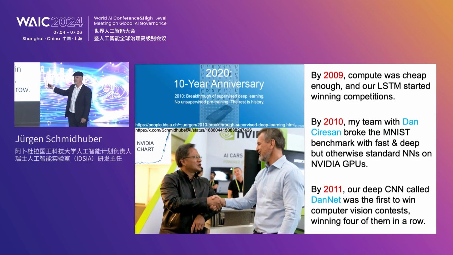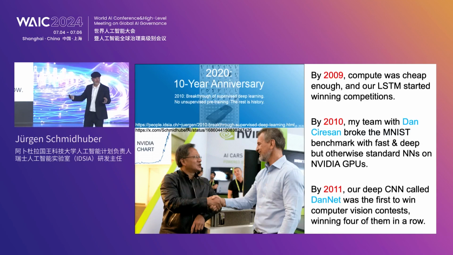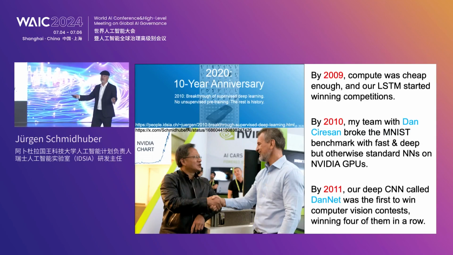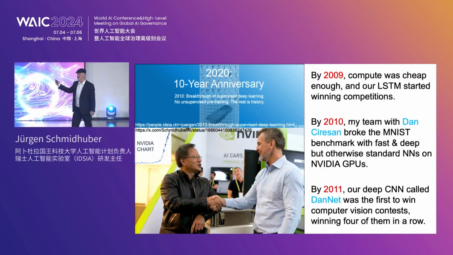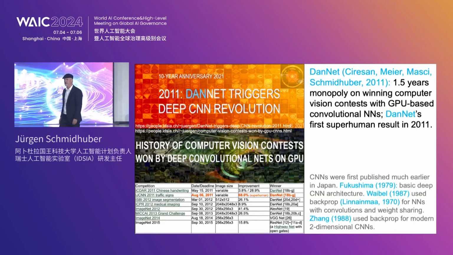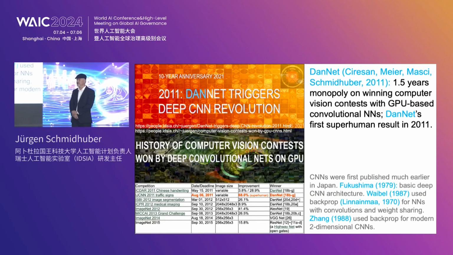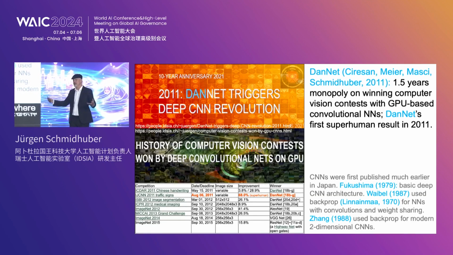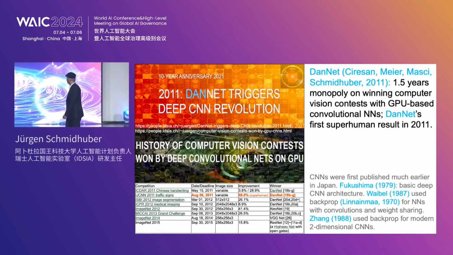So Dan was then suddenly the one who broke the MNIST benchmark record, which today nobody cares for. But back then it was important because compute was about 1,000 times more expensive than today. And then in 2011, our deep convolutional neural network had the first superhuman result in a competition in Silicon Valley, where it was about image recognition. And, you know, that was long before the AlexNet, and since then, everybody has been using that.